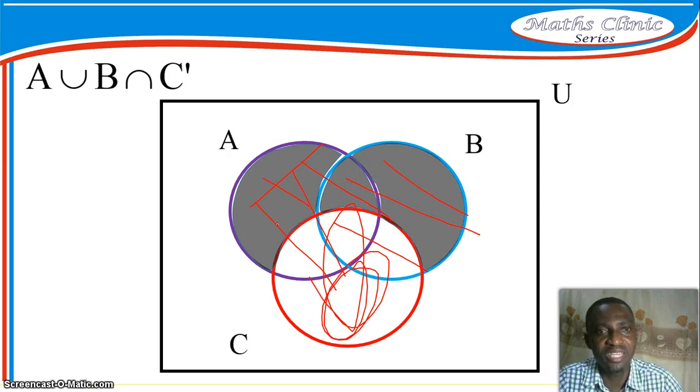Well, with this we come to the end of the representation of three-set problems using Venn diagrams. Thanks for watching.